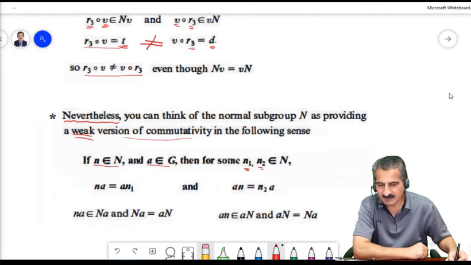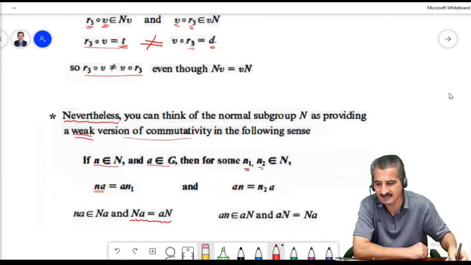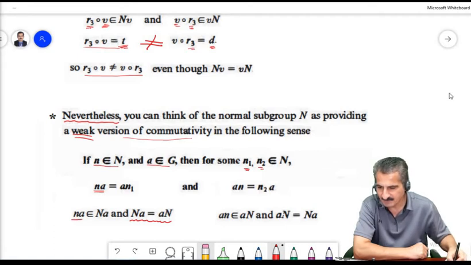Multiply small n by A from the right, and because we are saying NA equals AN, then small n times A shall belong to A multiplied by capital N. And small n times A belongs to capital N times A. But capital N times A equals A times capital N. So small n times A equals A times N1 for some N1 belongs to capital N.